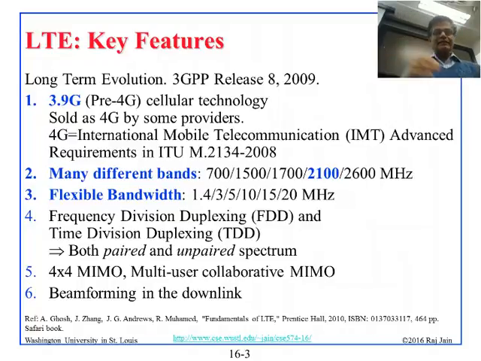So what is LTE? LTE runs at many different bands. And why all these different bands? Because of just historical reasons and country reasons. Basically, some countries have only 700 megahertz, some have 1500, some have 1700, some have 2100, some have 2600. And I think 2100 is bolded here because that is the United States.